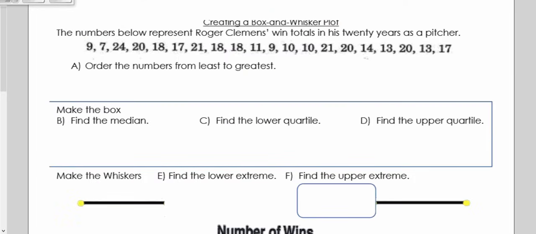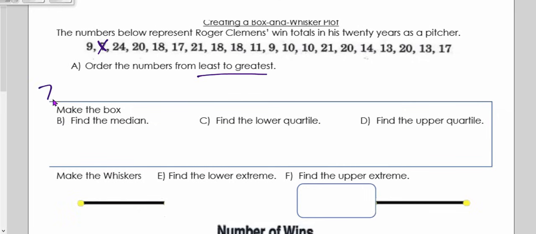All right, on the next page, we're actually going to create our own box and whisker plot. The first thing we want to do is create a visual of the box and whisker by creating a list from least to greatest. So right now, this is all jumbled up. I'm just going to carefully go through these and make sure I get them in order from least to greatest.